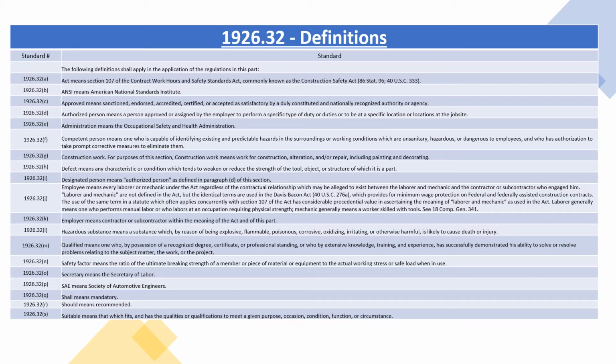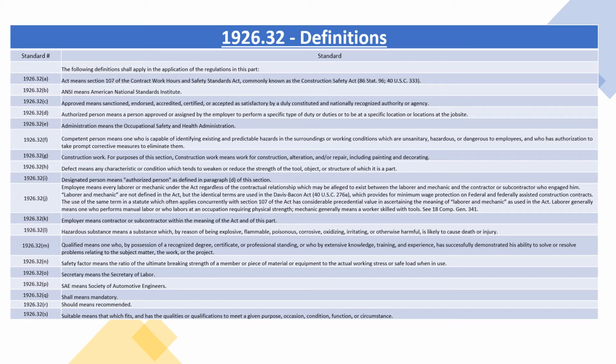(h) Defect means any characteristic or condition which tends to weaken or reduce the strength of the tool, object, or structure of which it is a part. (i) Designated person means authorized person as defined in paragraph (d) of this section. (j) Employee means every laborer or mechanic under the Act regardless of the contractual relationship which may be alleged to exist between the laborer and mechanic, and the contractor or subcontractor who engaged him. Laborer and mechanic are not defined in the Act, but the identical terms are used in the Davis-Bacon Act, 40 U.S.C.